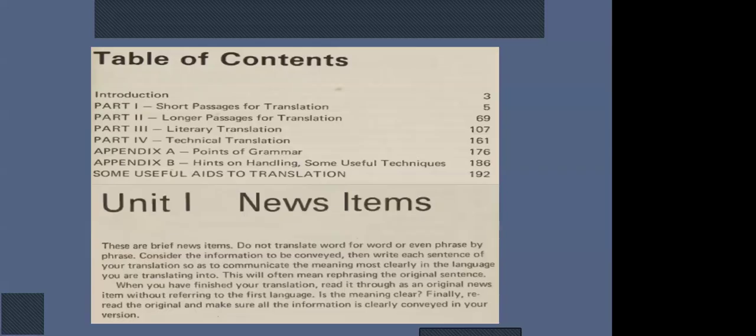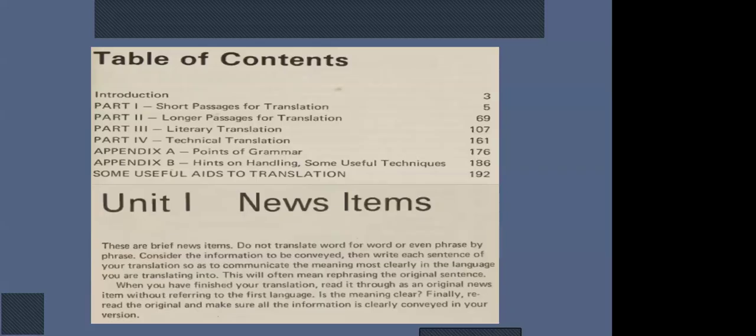Technical translation, we're not going to be able to do much of that because there will be no time for that. And I think you can take care of that on your own, depending on your interests, right? So the first section on short passages begins with Unit 1, news items, all right? The explanation is very clear, but I'm going to go ahead and read it anyway. So let's read it together.